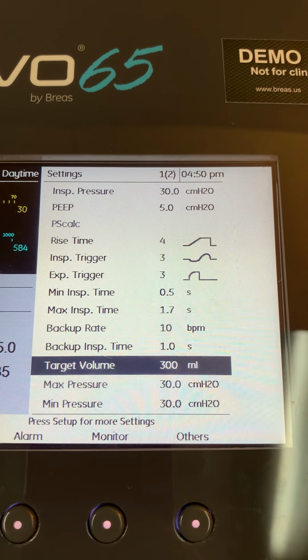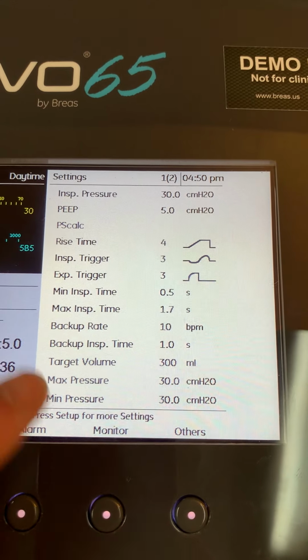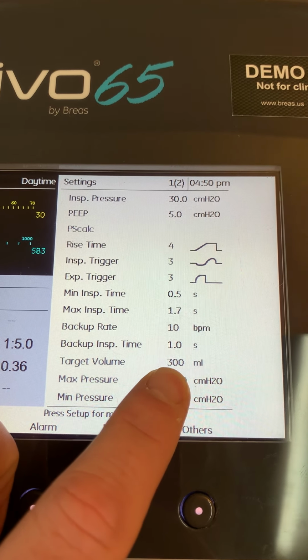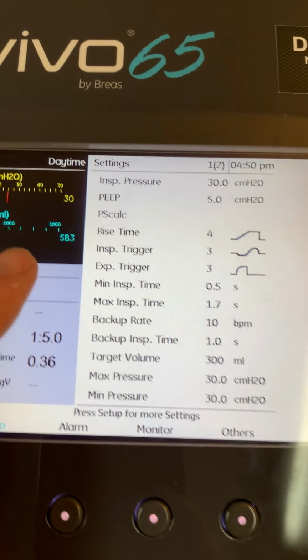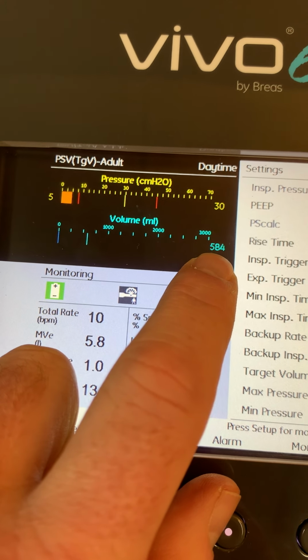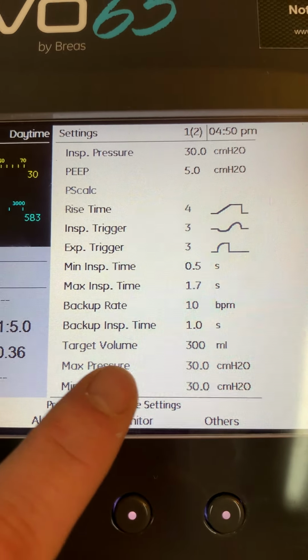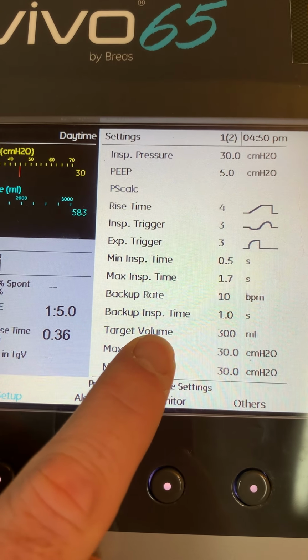Okay, so basically what we're doing is we are going to be in pressure ventilation, okay, but we are going to guarantee a tidal volume of 300 to our patient. So one of the things that you may notice right now is that I'm delivering a peak pressure of 30 and I've got a tidal volume of about 580. All right, so what does the ventilator need to do in order to achieve a target volume of 300?